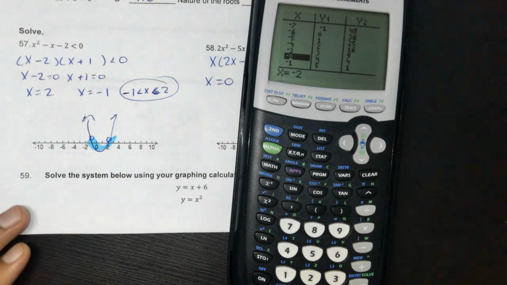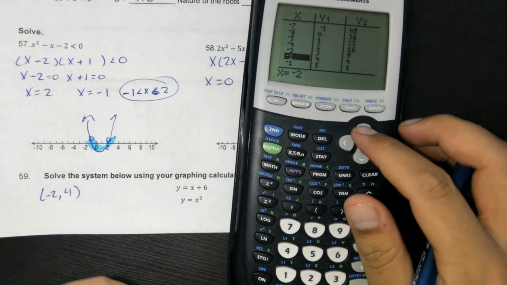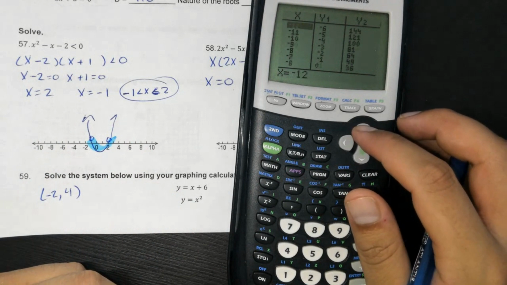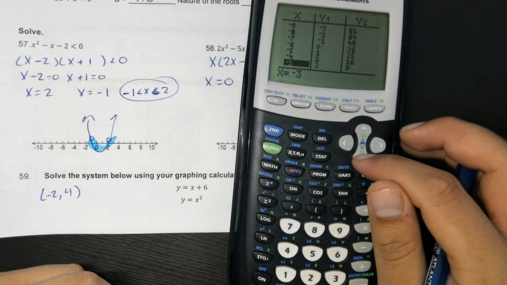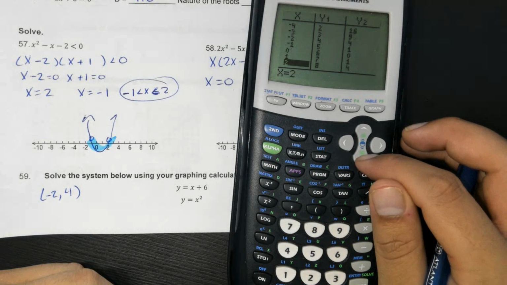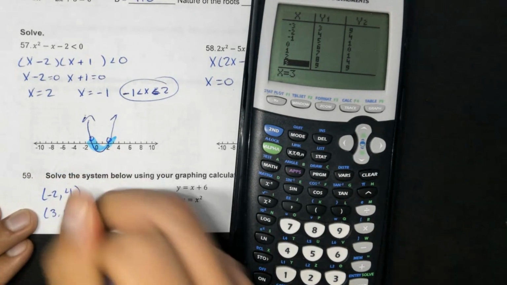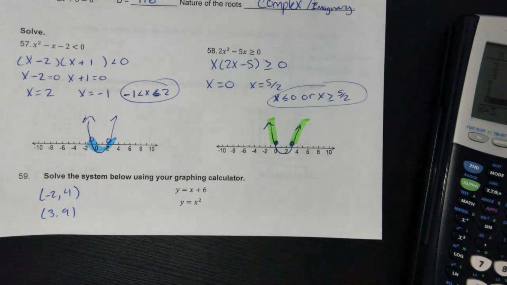So when x is negative 2, and what is the other one? Yeah, 3 and 9. Alright, so these are the solutions right here. Negative 2, 4, 3, and 9. So those would be the 2 points where they intersected. And that's the end of the review.